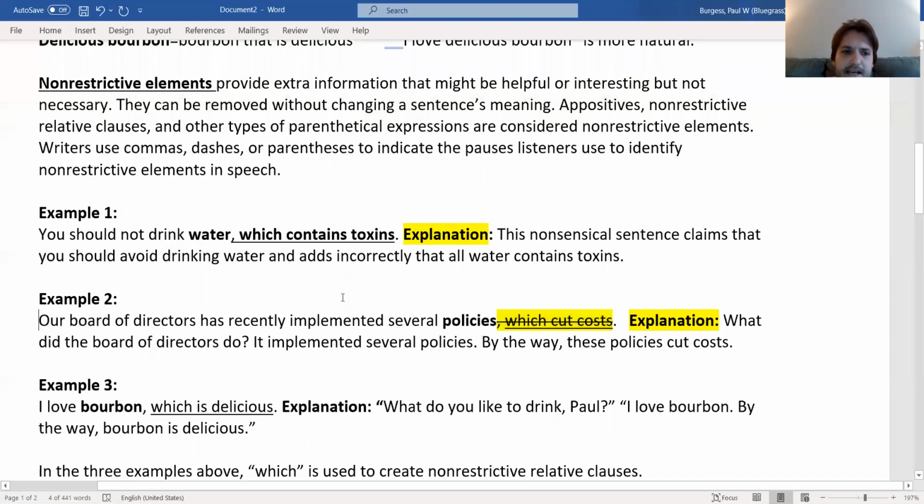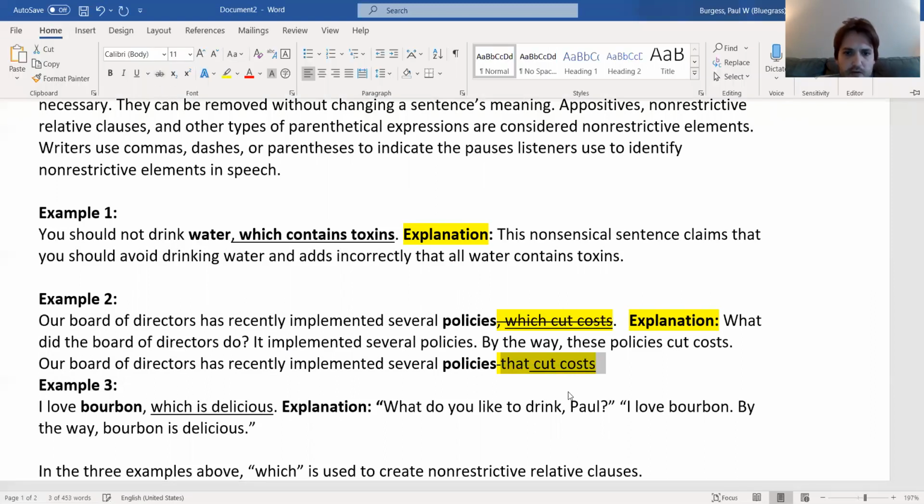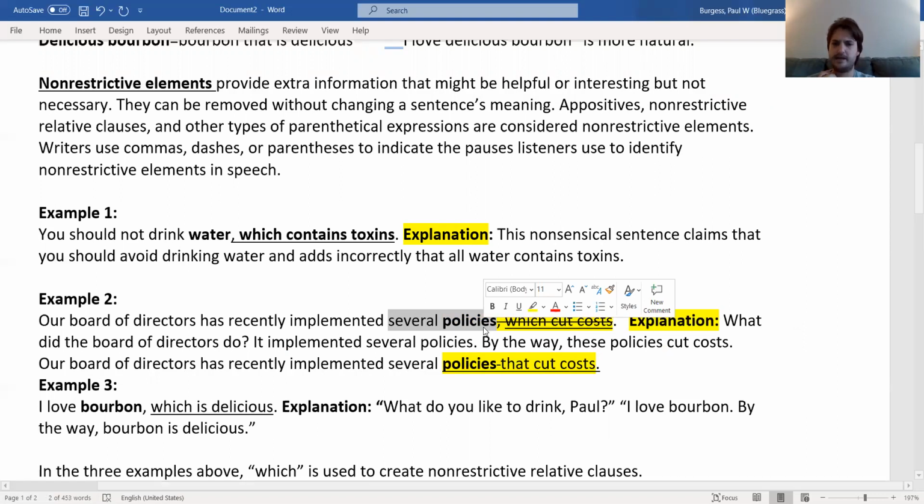Okay, if I take that same sentence in conversation or in writing, remove the comma, and say that cut costs, we're no longer talking about policies. We're specifically talking about policies that cut costs. The clause is now acting like a noun. Okay. Our board of directors has recently implemented several policies that cut costs. That all goes together, okay? But several policies, which cut costs, notice there's a pause there, and which cut costs is not essential to identifying the type of policies we're talking about. Okay.